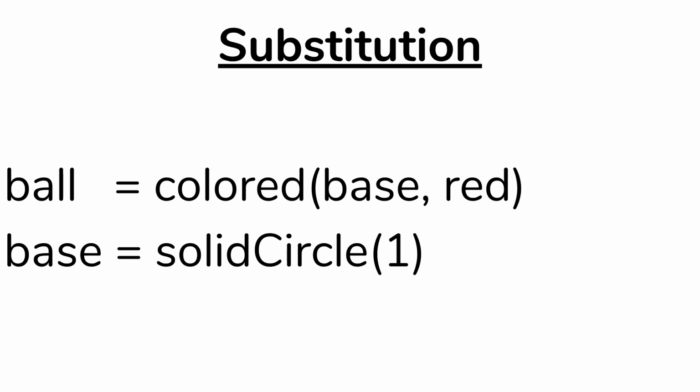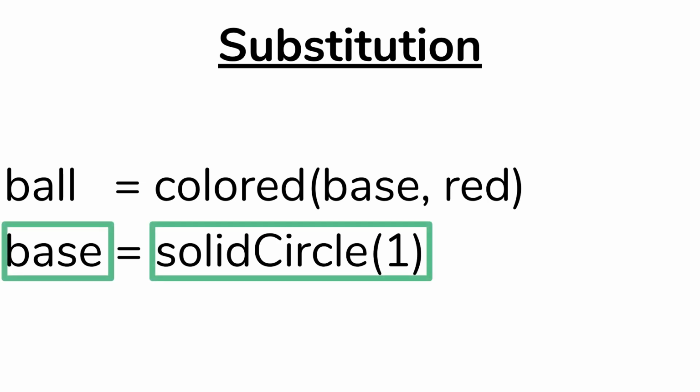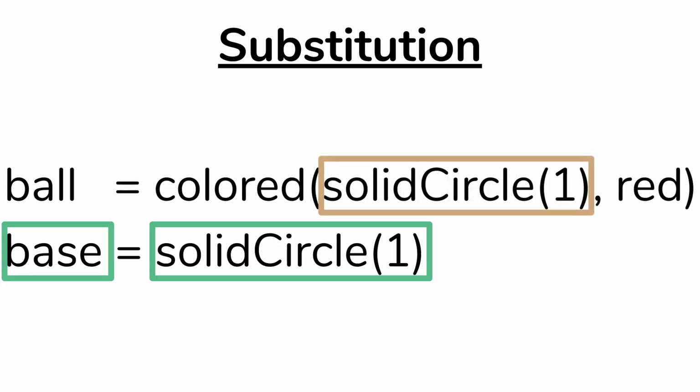The code you're looking at here consists of two equations, and you may remember that an equation is a statement that two expressions are equal or have the same value. The second of these equations tells you that the expression base has the same value as the expression solid circle 1 involving a function and its argument. Because these two expressions mean the same thing, it doesn't actually matter whether we choose to write one or the other. So you could take the word base in this first equation and replace it with solid circle 1 without changing the meaning of ball.